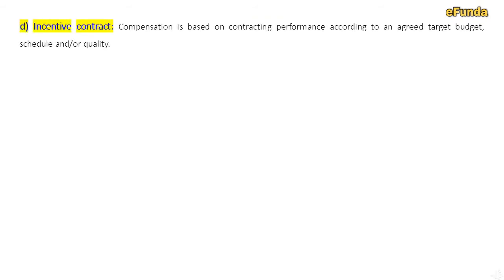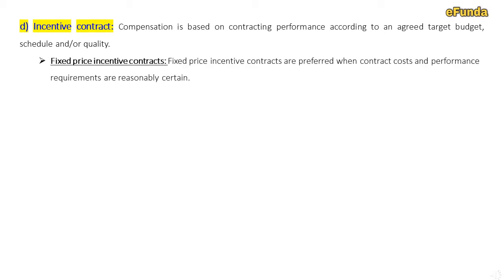Incentive contract. Compensation is based on the contractor's performance according to an agreed target budget, schedule, and or quality. There are various types. We will see a few under incentive contract. Fixed price incentive contract. Fixed price incentive contracts are performed when the contract cost and performance requirement are reasonably certain.